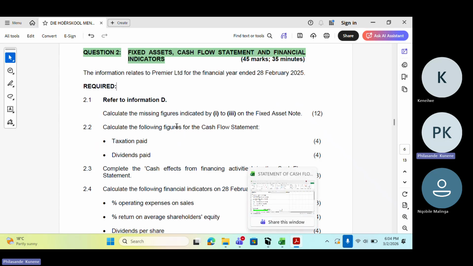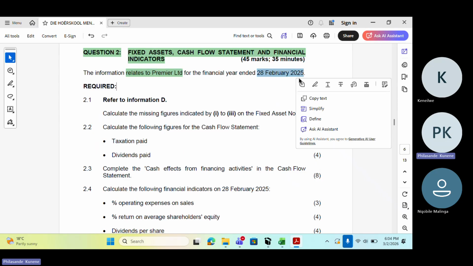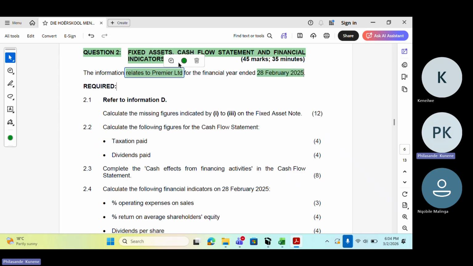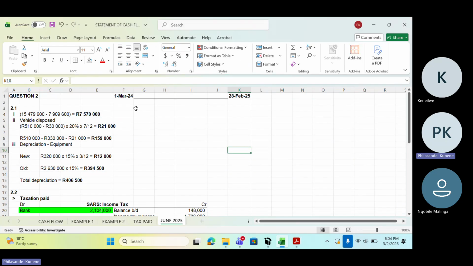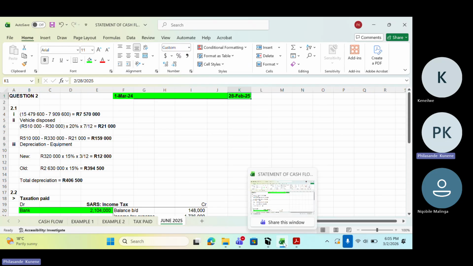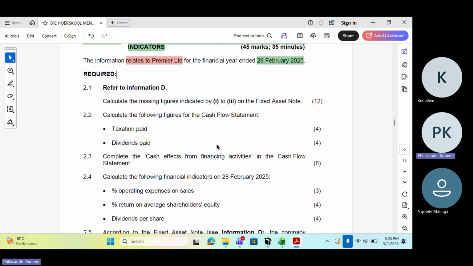So what is happening here? They're saying the information related to Premier Ltd for the financial year ended 28 February 2025. Okay, so Premier Ltd, this is the company that we're working with, and it has a year end of 28 February 2025. If we look here, guys, we did speak about our accounting period. We said it will start from 1 March 2024 and it will end 28 February 2025.